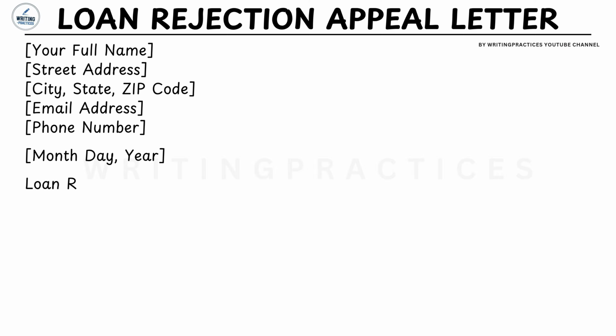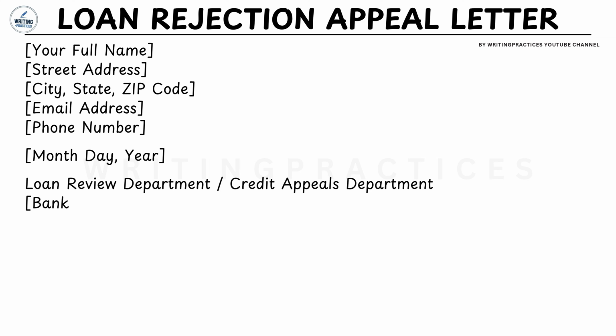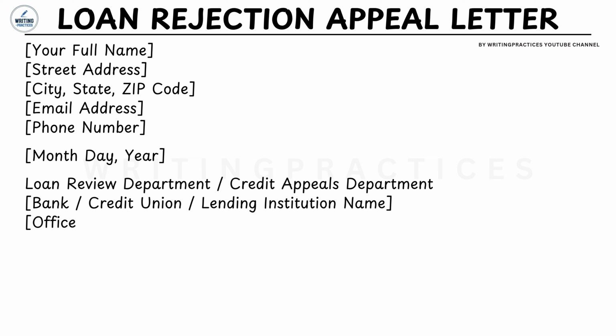Recipient information next. Write the lender's review department details. For example, Loan Review Department, Summit National Bank, 920 Financial Plaza, Dallas, Texas 75201. This directs your appeal to the department responsible for secondary loan reviews.